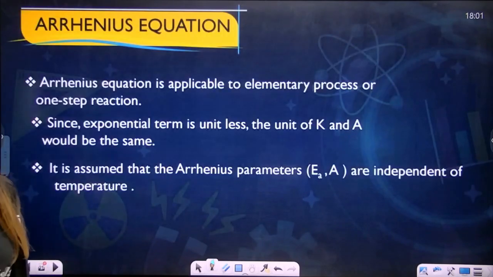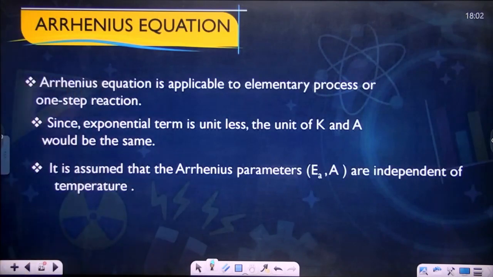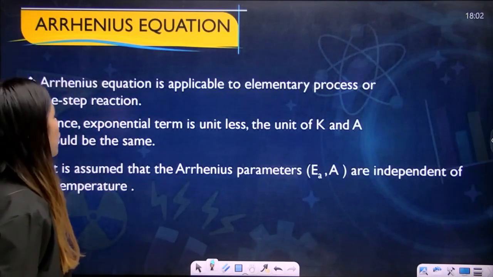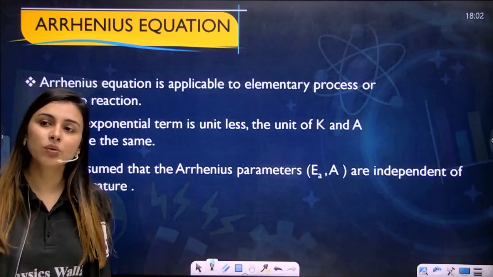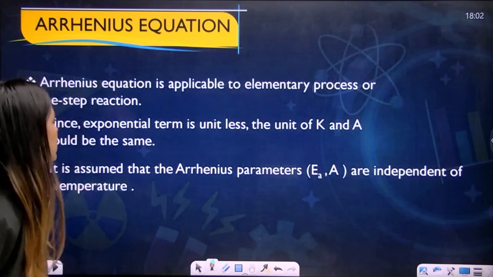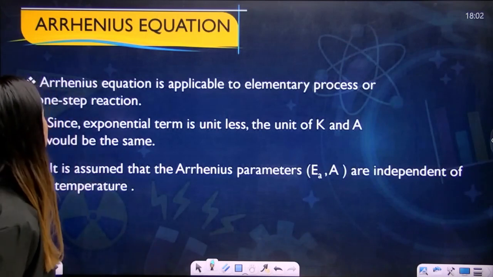Let's talk a little about Arrhenius equation, right? Yes, we've discussed about activation energy now. Arrhenius equation is applicable to elementary process and only one-step reactions, okay? So Arrhenius equation is only and only applicable to one-step reactions. Next, since exponential term is unitless, the unit of K and A would be the same.